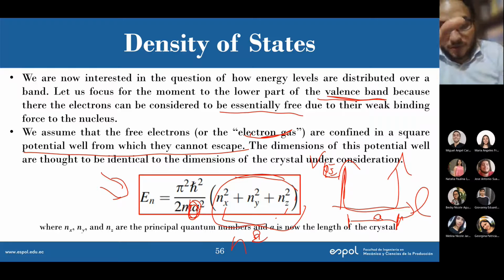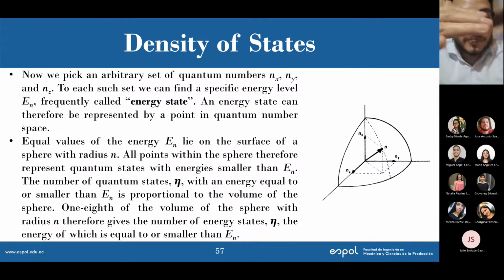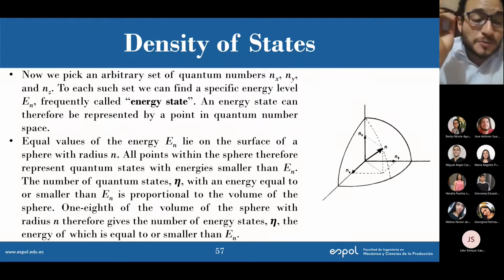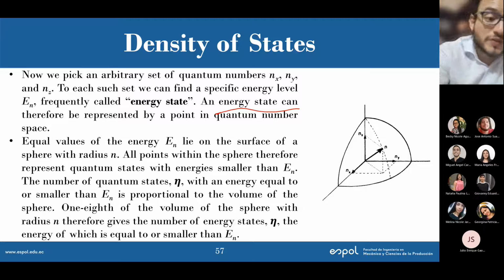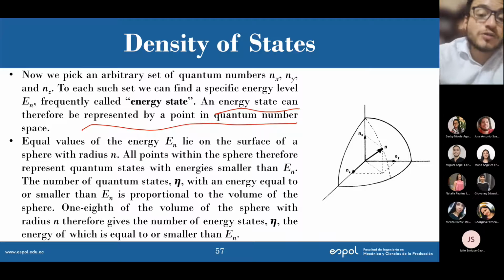Okay, so we're going to keep building on this. Now let's pick an arbitrary set of quantum numbers, and we're going to use a specific energy level or energy state for that set of quantum numbers. Therefore, if you relate those two, we can say that an energy state can be represented by a point in a quantum number space.